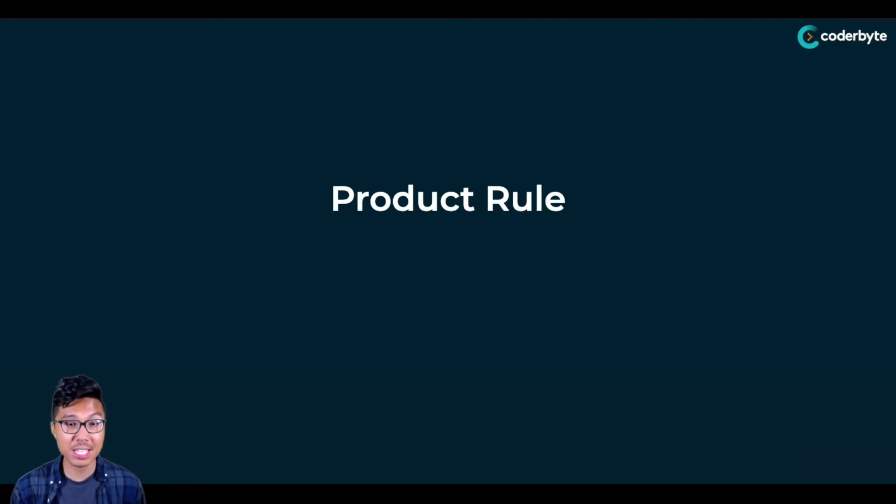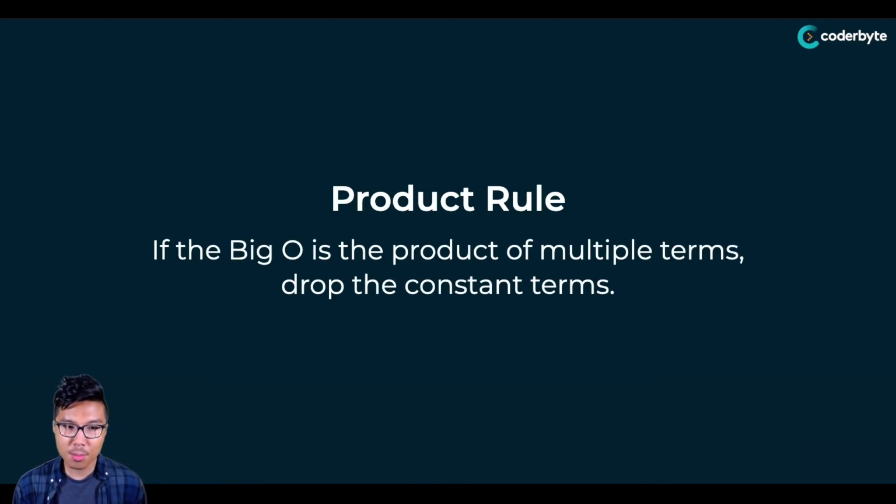What I can do is just give you some unsimplified big O notation, and then we'll simplify it together according to the rule, right? But let's take a look at in general what this rule does. So for the product rule, what we say is if the big O is the product, which is like the multiplication of multiple terms, we can drop the constant terms. Again, constant terms are like static numbers, numbers like 1, 4, 5, basically anything that's not a variable, we consider a constant term, right?